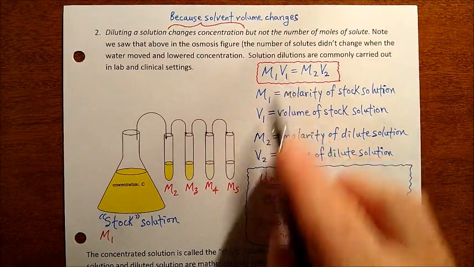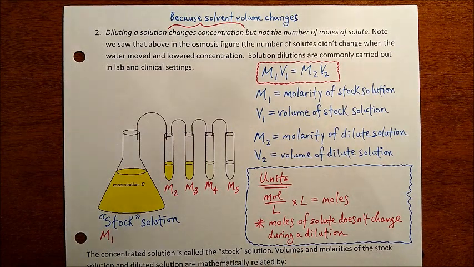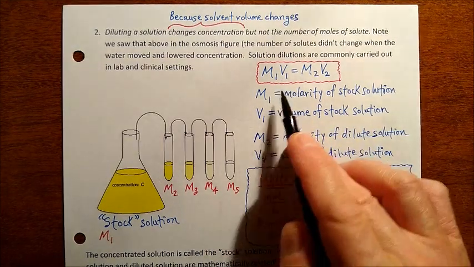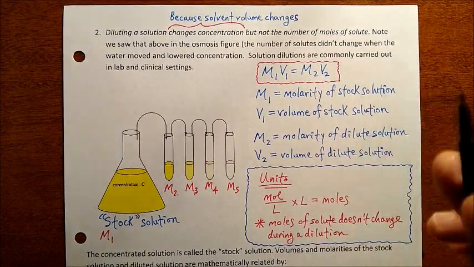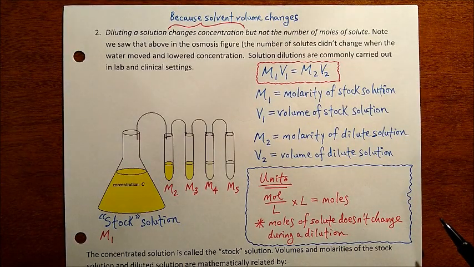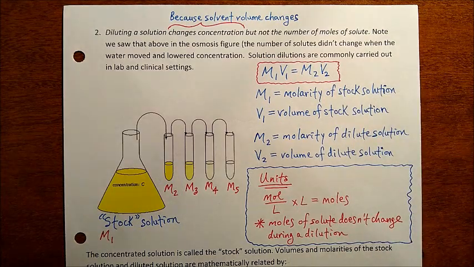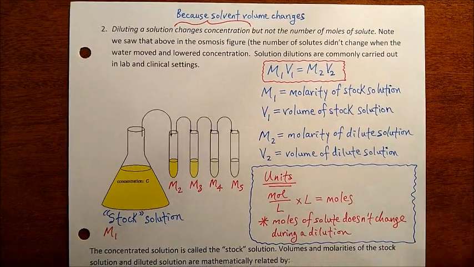Subscript 1 is usually your initial condition, subscript 2 is your final condition. Another way to write number 1 would be to call that the concentrated solution, and 2 might be the diluted solution. We use a subscript C for these or a subscript D for those. But how does this work?